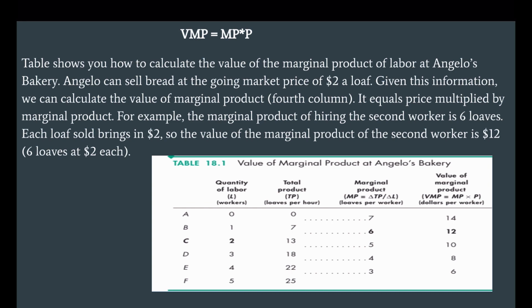The fourth column equals price multiplied by marginal product. For example, the marginal product of hiring the second worker is 6 loaves. Each loaf sold brings in $2, so the value of the marginal product of the second worker is $12.